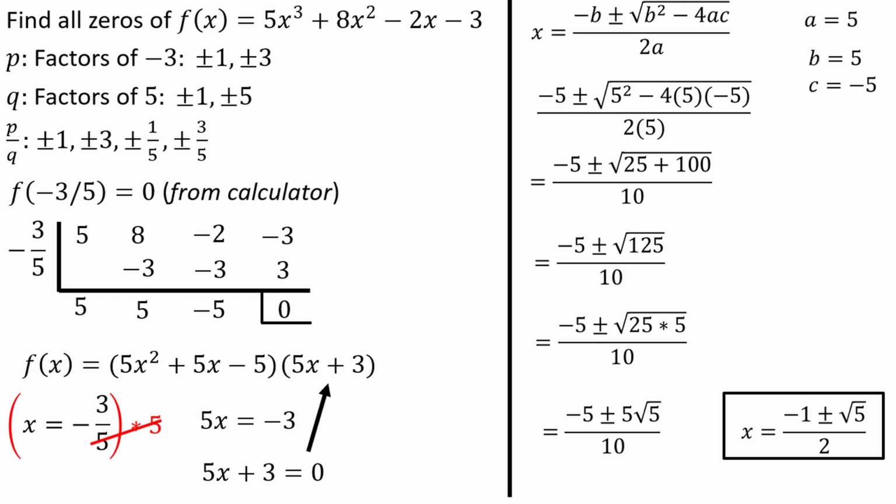So the two zeros that come from the quadratic 5x squared plus 5x minus 5 are negative 1 plus the square root of 5 over 2 and negative 1 minus the square root of 5 over 2. Then, of course, we have the 0 from 5x plus 3, which is negative 3 over 5, which we found using the rational zeros theorem.